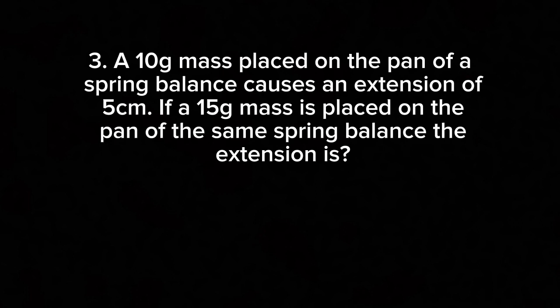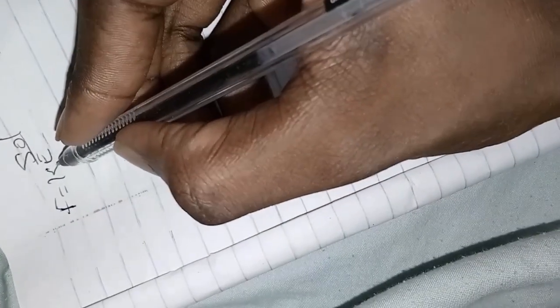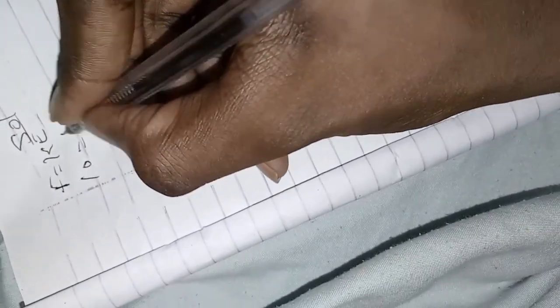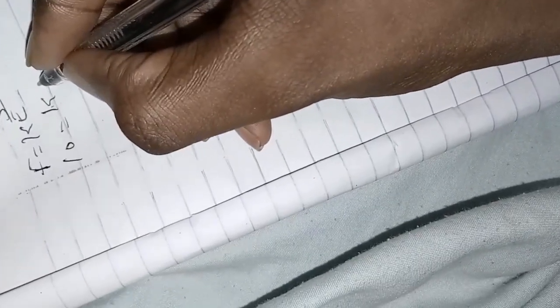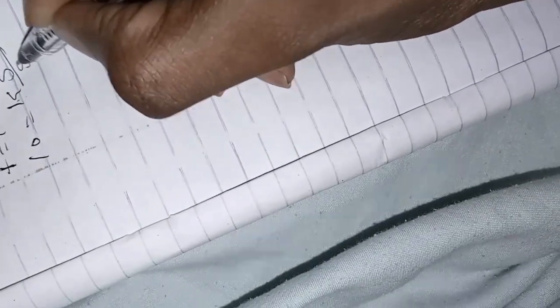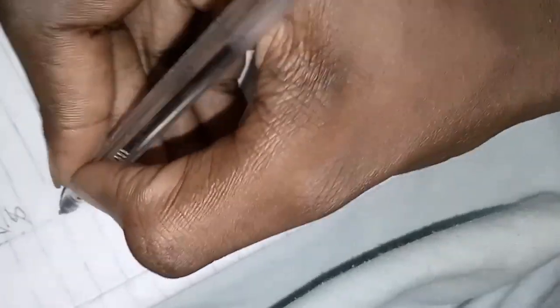So a mass is placed. The solution: we use the typical formula, F equals K times the extension. The force is given to us as 10, and we weren't given the elasticity, but we're given the extension, which is 5. So we divide through by 5 because we want the constant, and the constant is given to us as 2 newtons per meter squared.